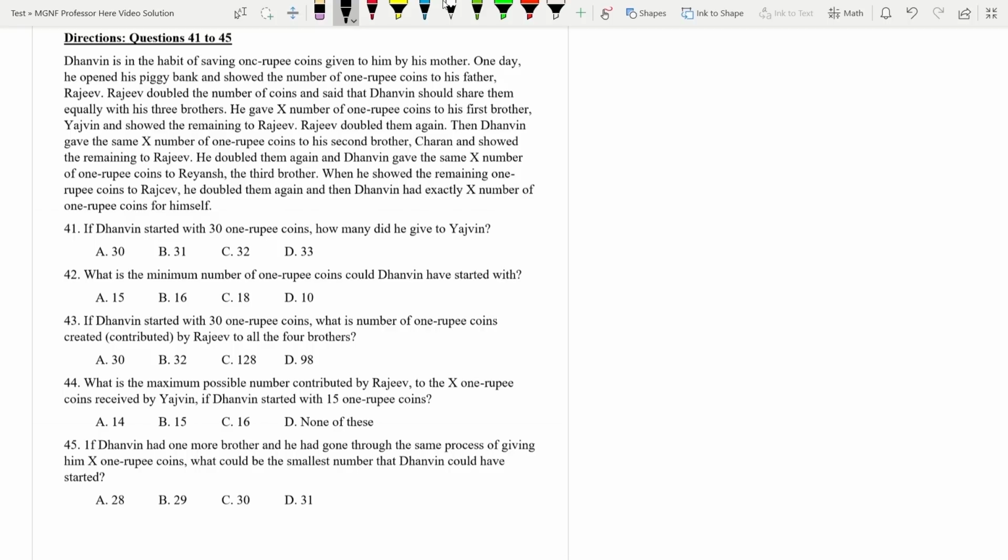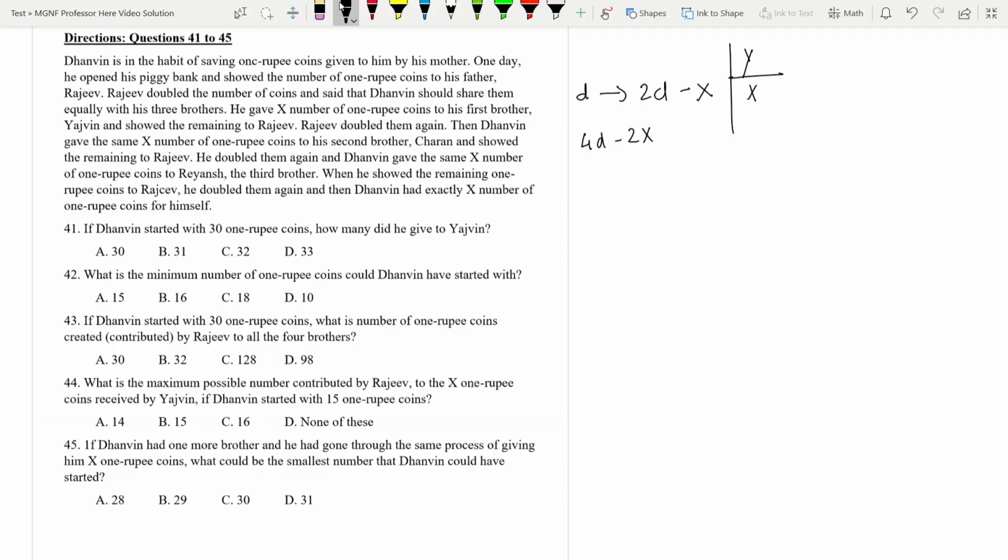So let the number of coins with Dhanvin be D. His father Rajiv, upon seeing the number of coins as D, doubles it. It becomes 2D. Now he asked him to share it with the 3 brothers equally. He gave X number of 1 rupee coins to his first brother. So 2D minus X. So Yajvin receives X coins. After giving X to Yajvin, he goes back to Rajiv again, shows him the number of coins remaining. Rajiv doubled them again. So it becomes 4D minus 2X.